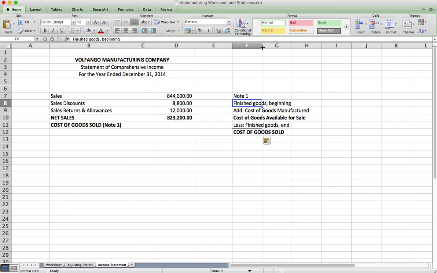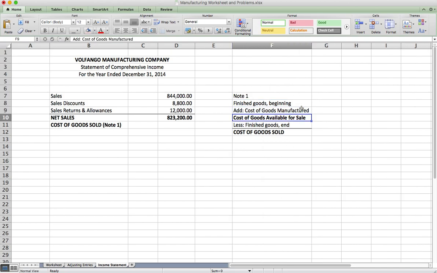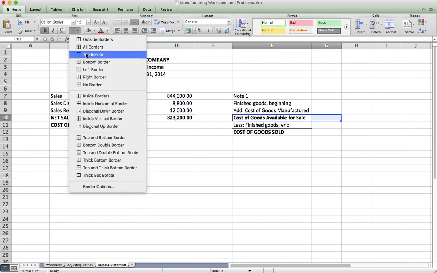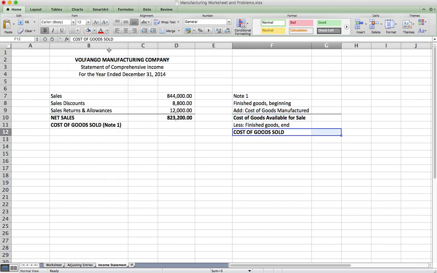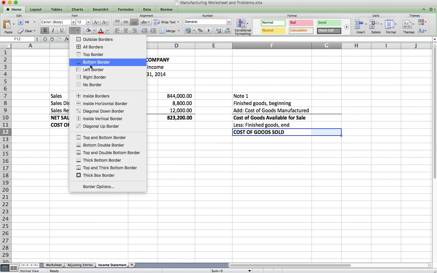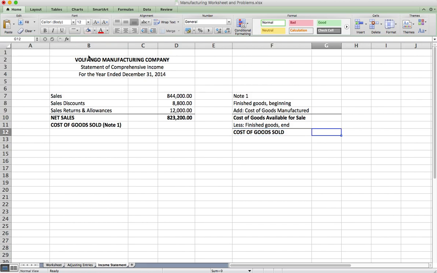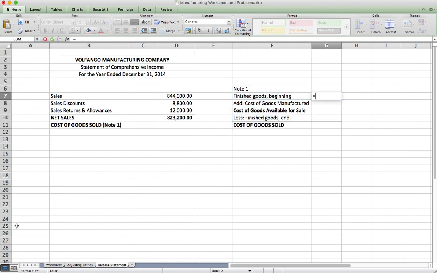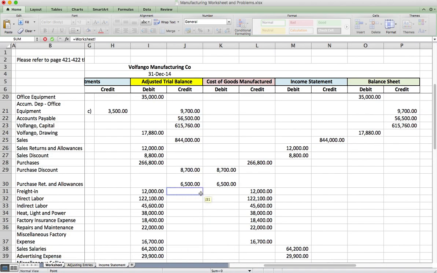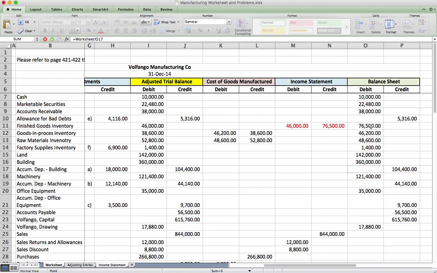Yun. Remember, finished goods beginning plus cost of goods manufactured is equal to cost of goods available for sale. Then less finished goods end, you'll get your cost of goods sold. So how do we get? How much is our finished goods beginning? We have finished goods beginning. Saan dito? Sa taas. Yon. Ito. Diba?